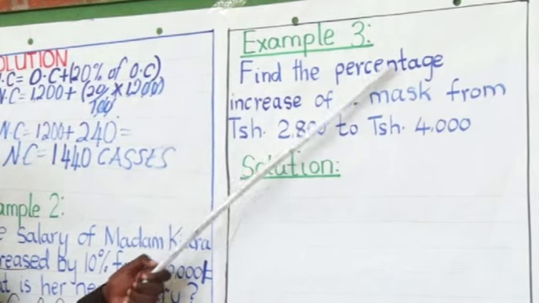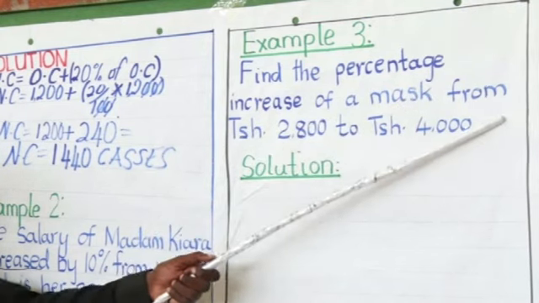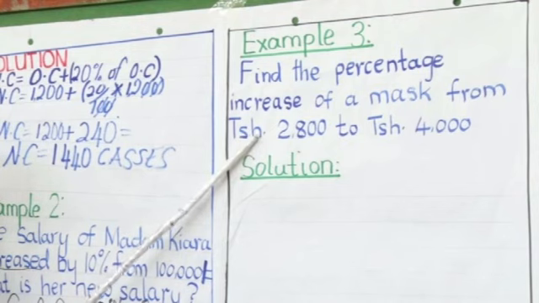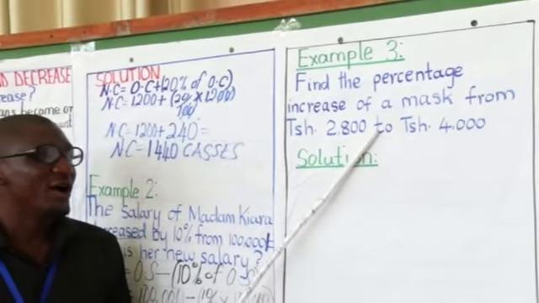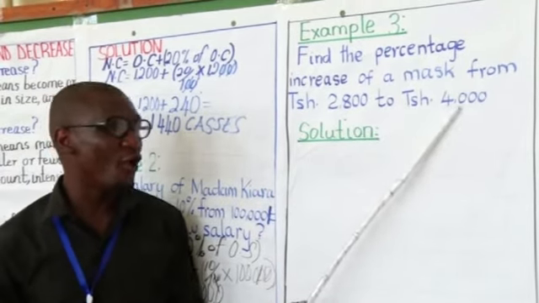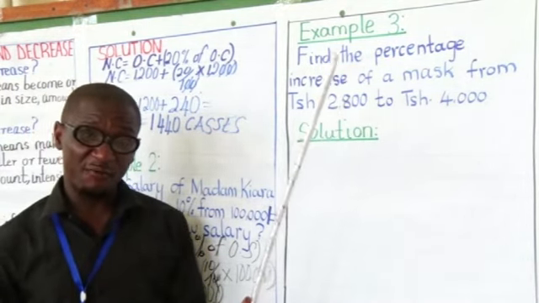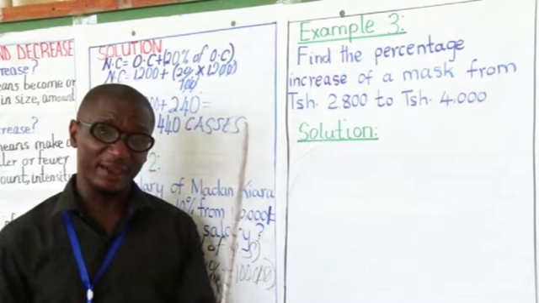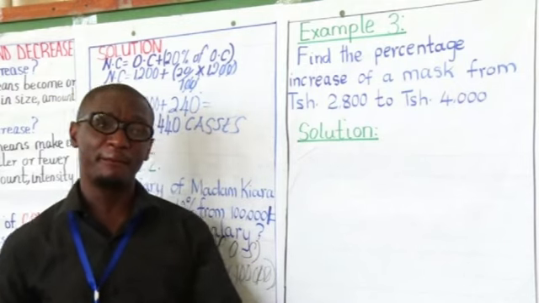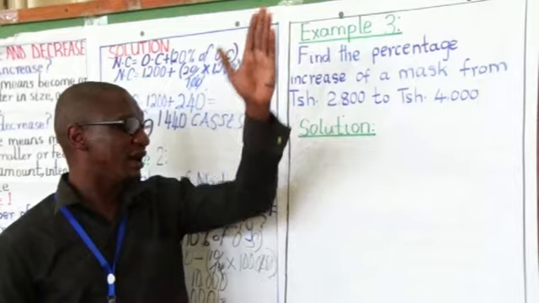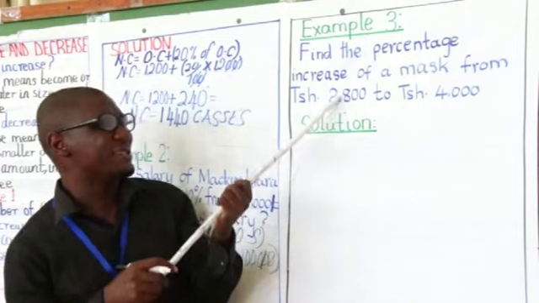Find the percentage increase of a mask from Tanzania shillings 2,800 to Tanzania shillings 4,000. Due to COVID-19, because the number of people has increased, the demand is too high. When demand is too high, businessmen and women have to add more to the price, because they know people will buy. So due to COVID-19, we can see an increase here.